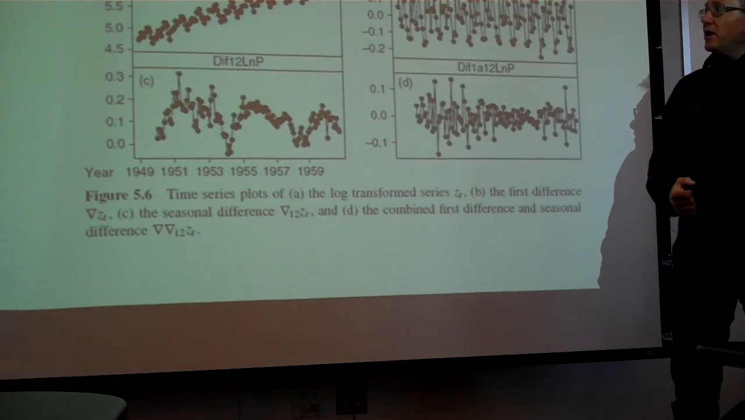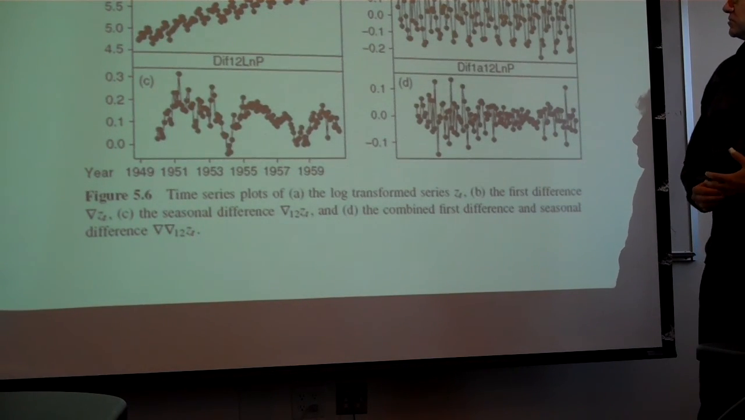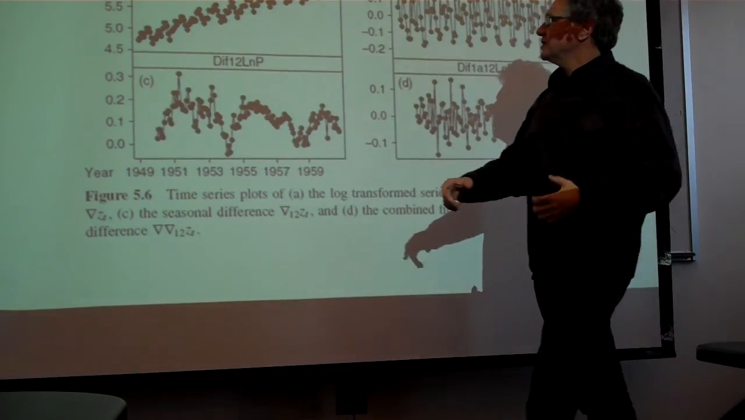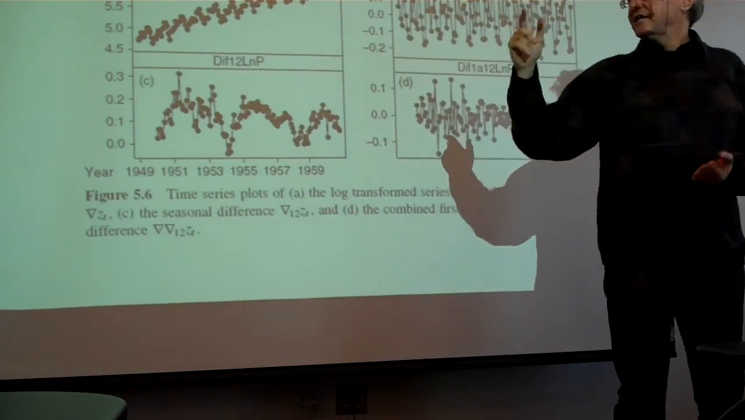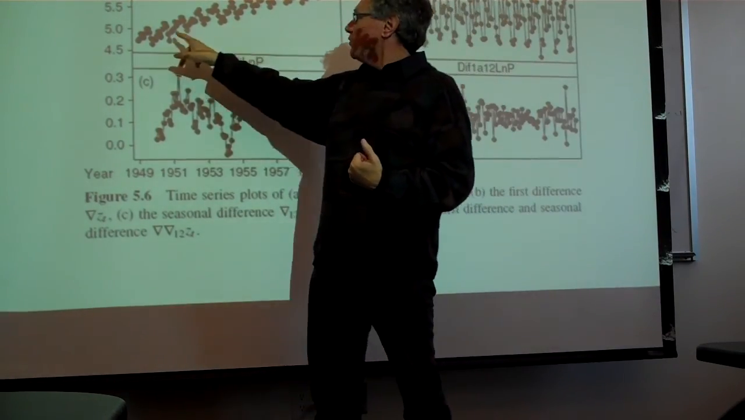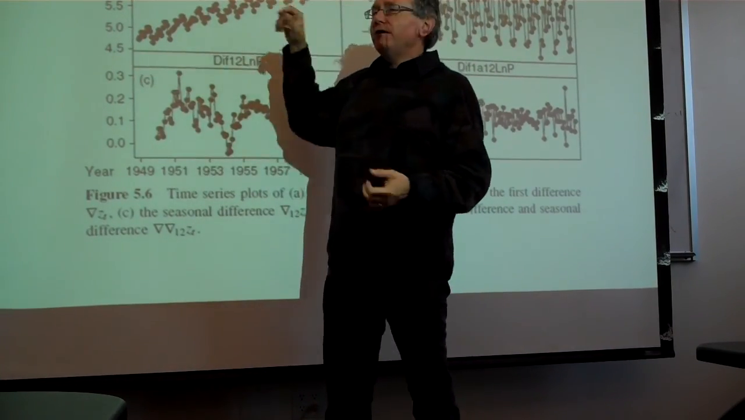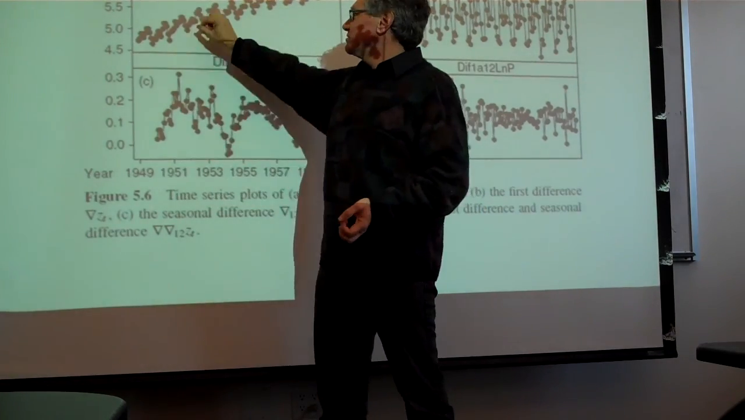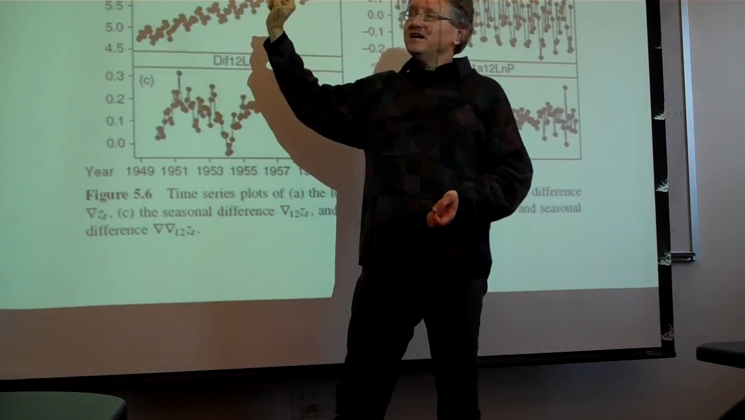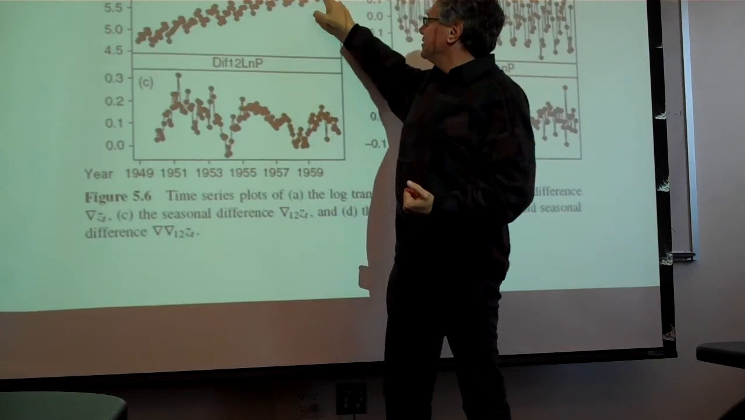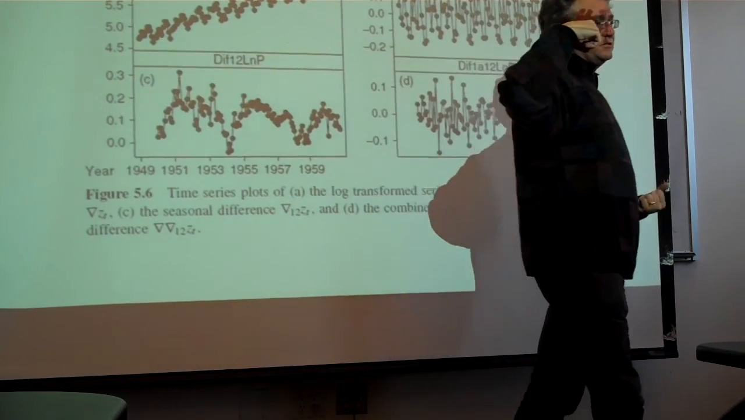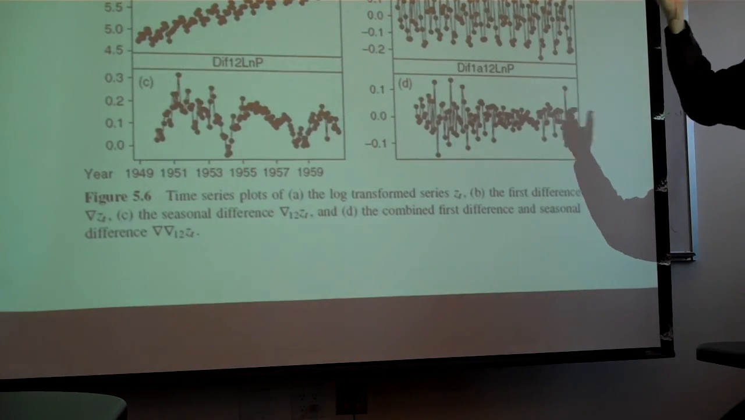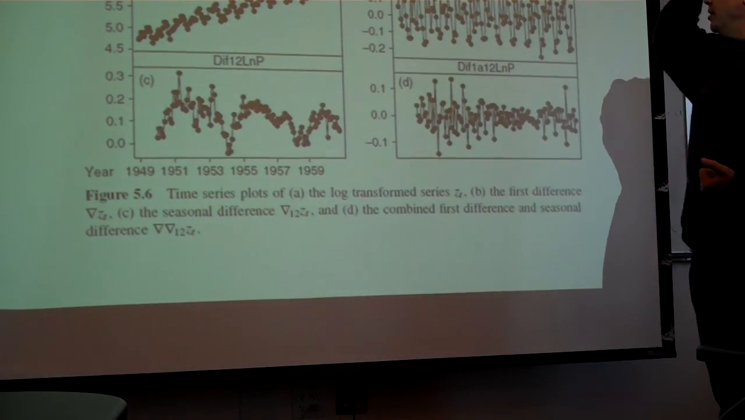So seasonal processes are a special case. Here's that time series of airline passenger miles. It's already been log transformed, so what was an exponential trend with increasing variance has become a linear trend, and the magnitude of the fluctuations is not changing through time.